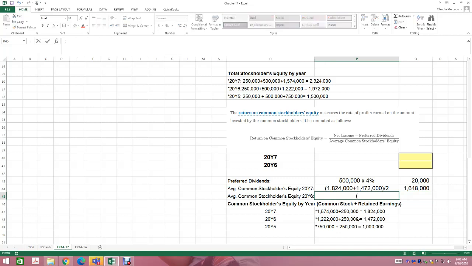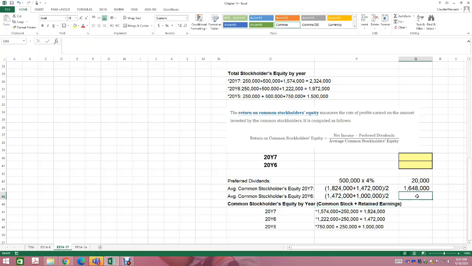I'm going to do the same thing now for 20Y6. I'm going to get my 20Y6 number, which is $1,472,000, plus my prior year, 20Y5, which is $1,000,000, and I'm going to divide by 2. We get $1,236,000. So now I've got all of the components that I need to calculate my formula.